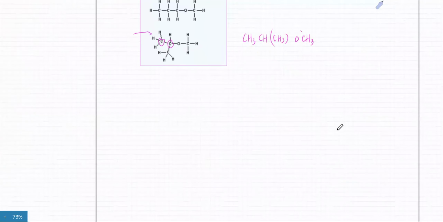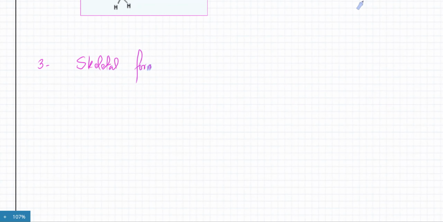So what we are going to do now, the third way to represent a molecule is a skeletal formula. Now, what's a skeletal formula?